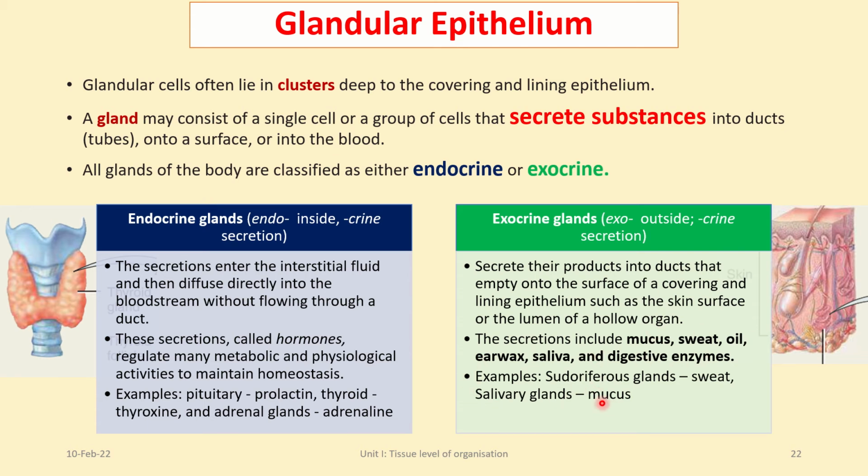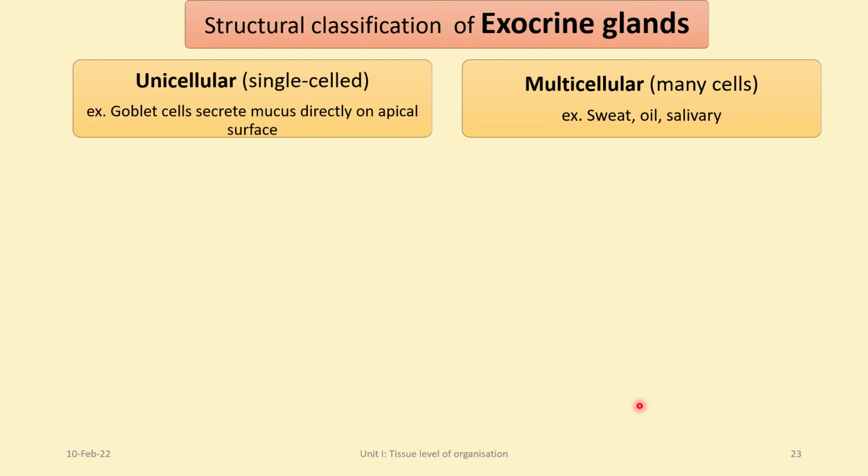For example, the sudoriferous glands, which are also called sweat glands, are responsible for secreting sweat, and the salivary glands are responsible for secreting saliva. If I had to classify the exocrine glands, endocrine glands will be talked about in a separate chapter. But the structural classification of exocrine glands is done into two parts.